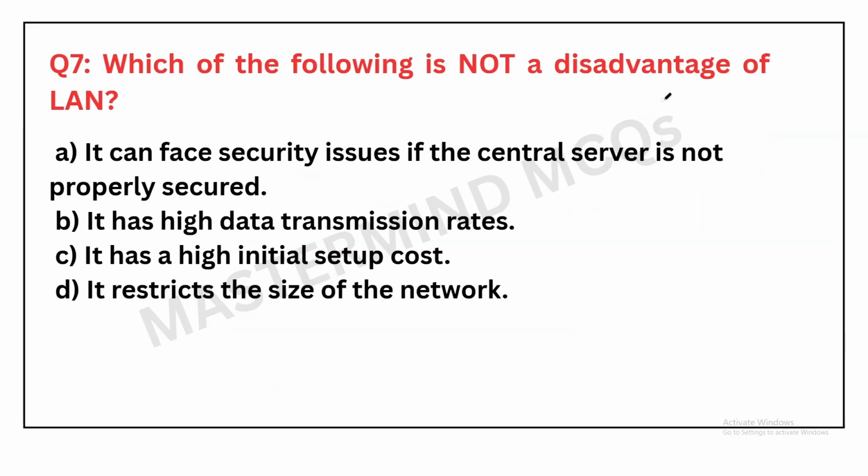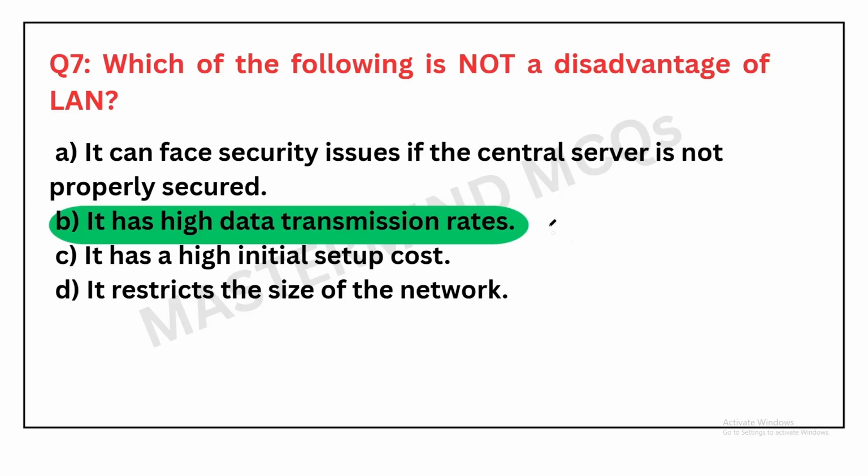Question number 7. Which of the following is not a disadvantage of LAN? Option A, it can face security issues if the central server is not properly secure. Option B, it has a high data transmission rate. Option C, it has a high initial setup cost. Option D, it restricts the size of the network. The right answer is option B, it has a high data transmission rate.